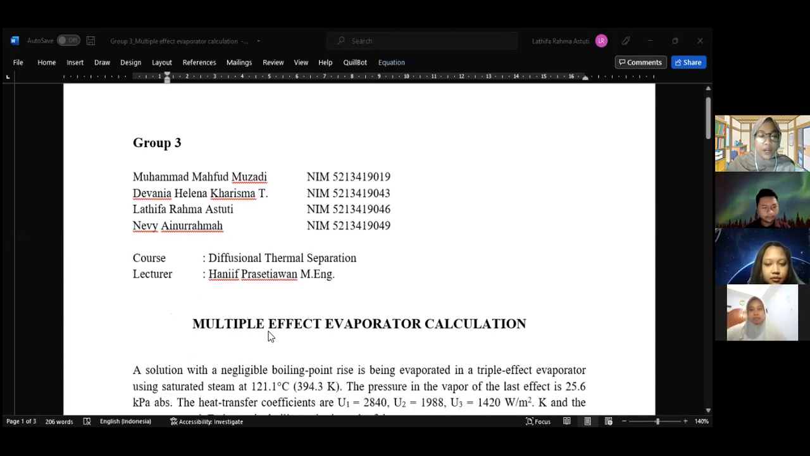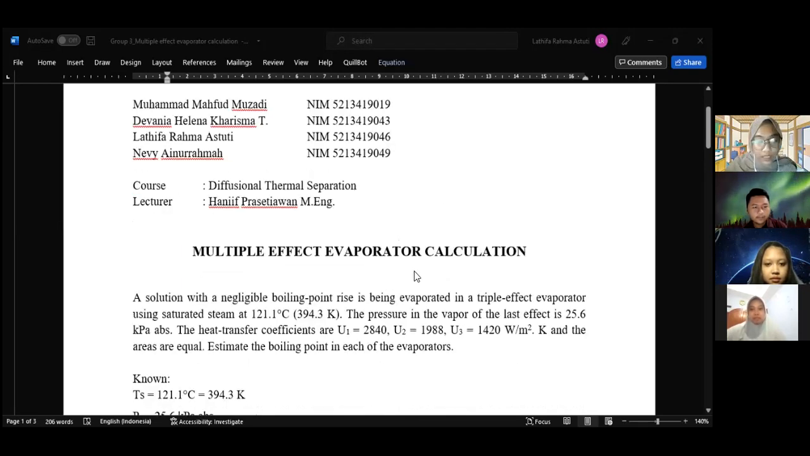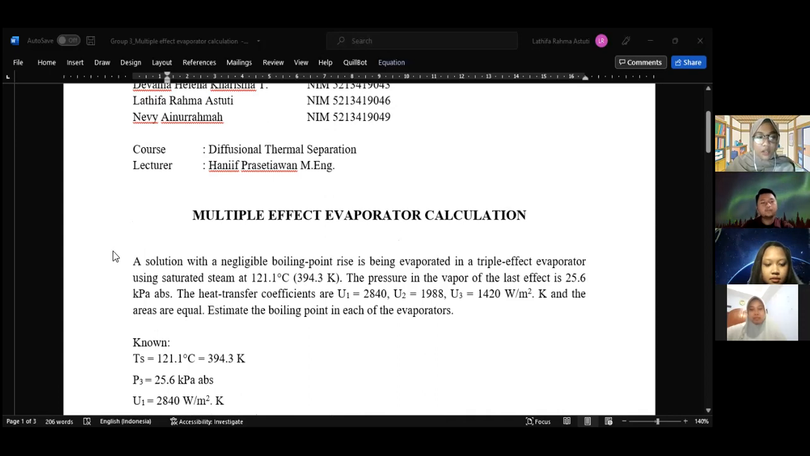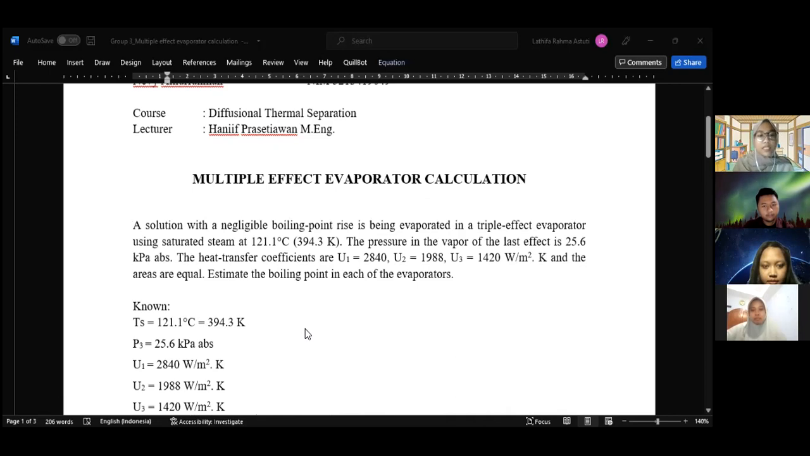So here we are going to explain about multiple effect evaporator calculation. This is actually the simple one that we searched for. The problem is: a solution with a negligible boiling point rise is being evaporated in a triple effect evaporator using saturated steam at 121.1 degrees Celsius, or 394.3 Kelvin. The pressure in the vapor of the last effect is 25.6 kilopascal absolute.